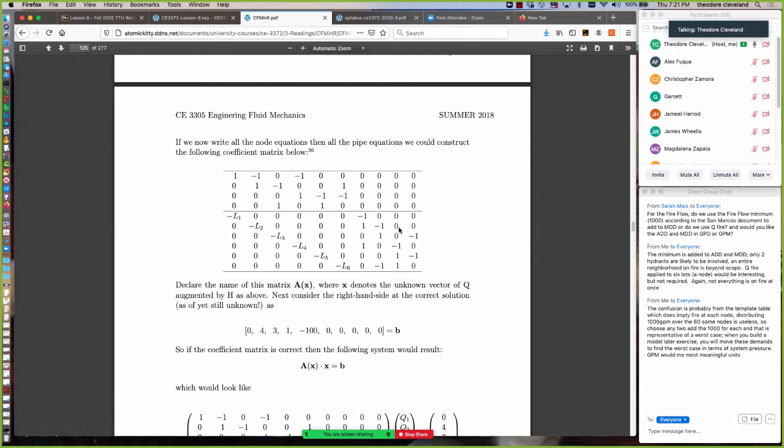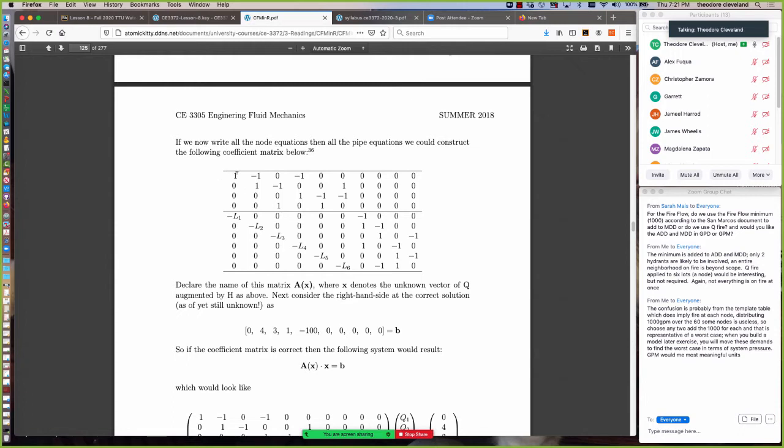If we write all the equations for the pipes and the nodes and split off the right-hand side for the time being, here's what the matrix for that problem looks like. We have 1, 2, 3, 4 node equations, 1, 2, 3, 4, 5, 6 head loss equations.